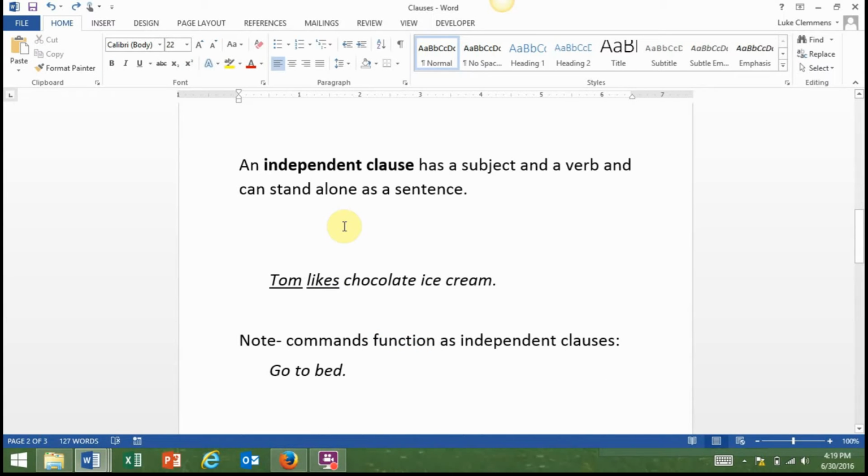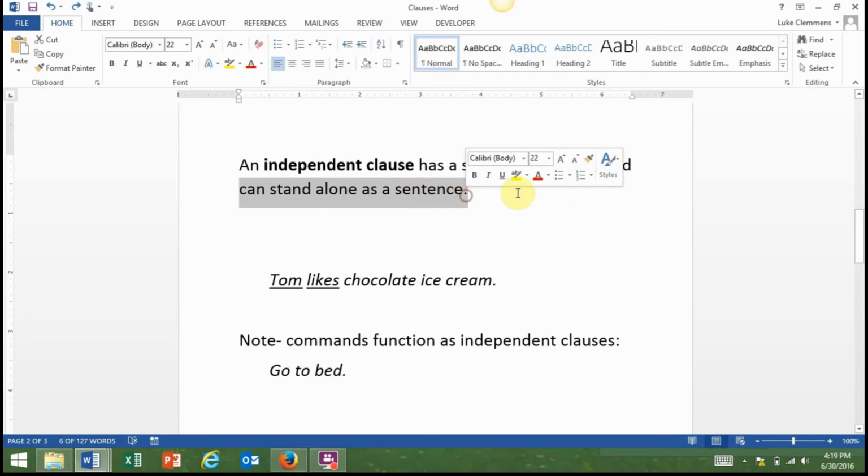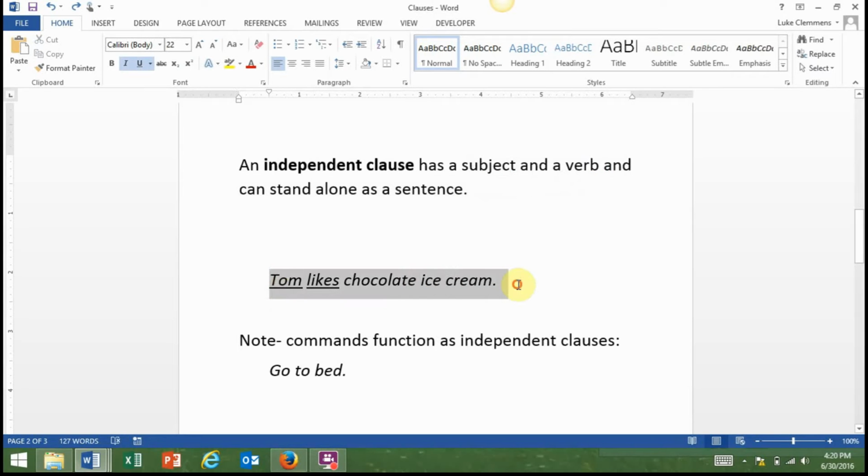Okay, an independent clause has a subject and a verb and can stand alone as a sentence. And this here is really the distinguishing feature of an independent clause: the idea that it can be its own sentence. So, for example, Tom likes chocolate ice cream. Here's our example. We have our subject, Tom, we have our predicate, likes, and the sentence makes sense. Someone can say this to you, Tom likes chocolate ice cream, and it's kind of like, okay, good to know. It functions as a complete thought, making it an independent clause.